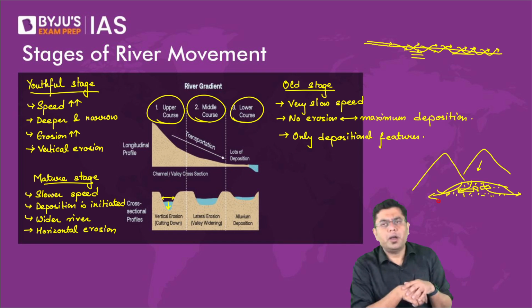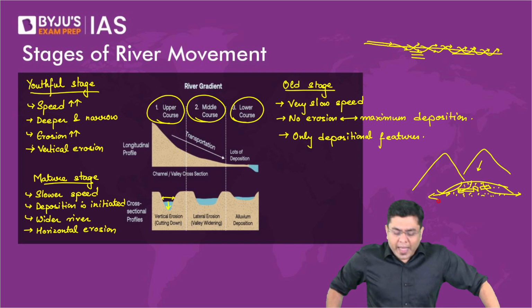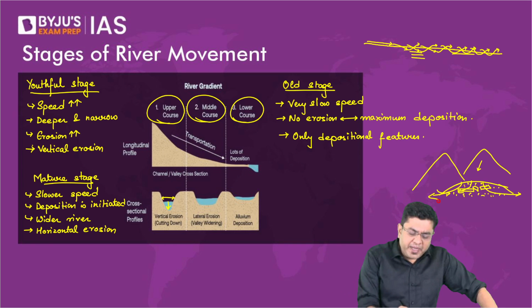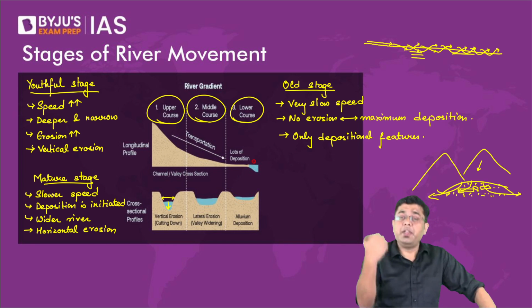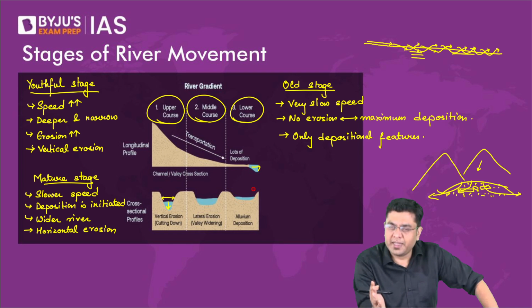So that is not a very common phenomenon. Okay. What happens after old stage? The river meets the sea, or that is the end of the river. It will eventually evaporate in certain cases, but in 99.9% of the cases, it will meet the sea.